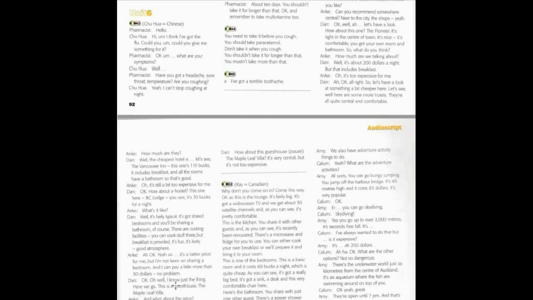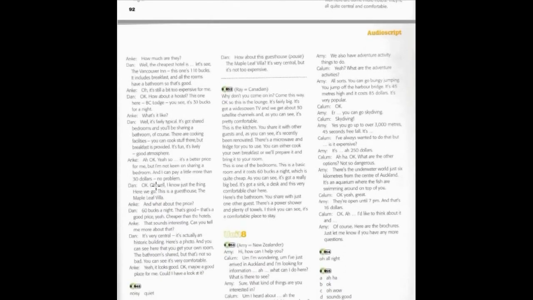Okay. Well, I know just the thing. Here we go. This is a guest house, the Maple Leaf Villa. And what about the price? $60 a night. That's good. That's a good price, yeah. Cheaper than the hotels. That sounds interesting. Can you tell me more about that? It's very central. It's actually an historic building. Here's a photo. And you can see here that you get your own room. The bathroom's shared, but that's not so bad. You can see it's very comfortable. Yeah, it looks good. Okay, maybe a good place for me. Could I have a look at it?